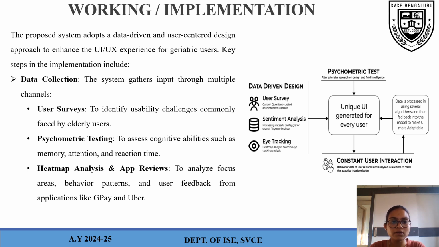We'll see one by one what they are. First comes the user survey, to identify usability challenges commonly faced by elderly users, and then psychometric testing to assess cognitive abilities such as memory, attention, and retention time.